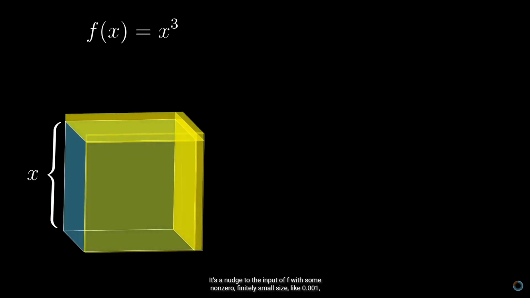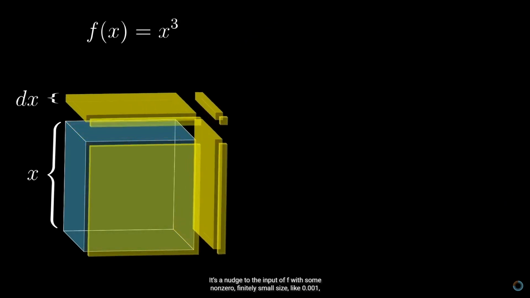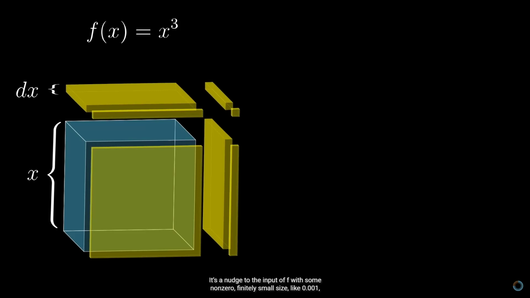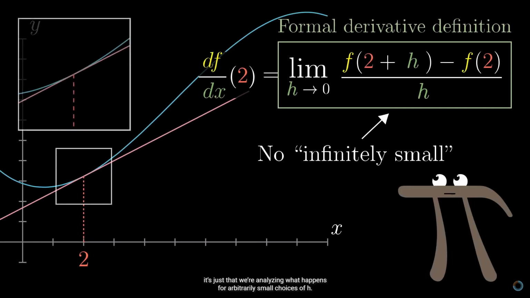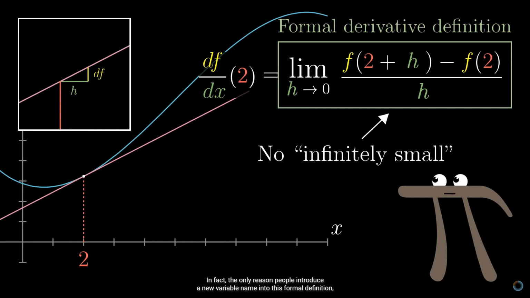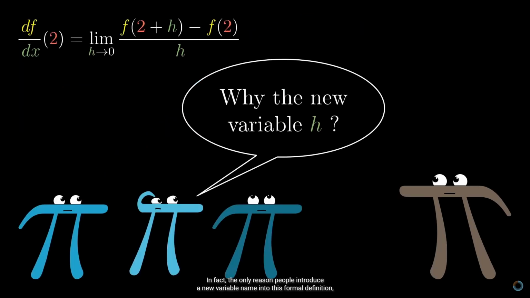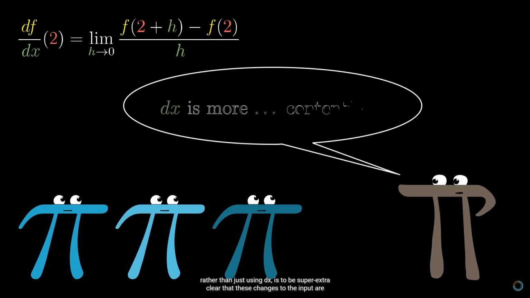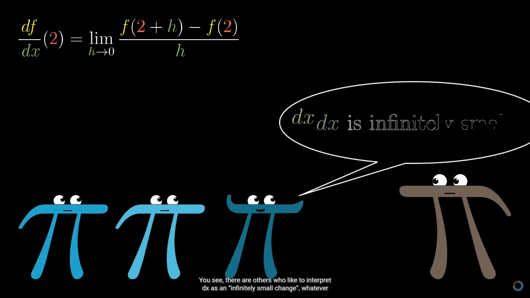It's a nudge to the input of f with some non-zero, finitely small size, like 0.001. It's just that we're analyzing what happens for arbitrarily small choices of h. In fact, the only reason that people introduce a new variable name into this formal definition, rather than just using dx, is to be super extra clear that these changes to the input are just ordinary numbers that have nothing to do with infinitesimals. Because the thing is, there are others who like to interpret this dx as an infinitely small change, whatever that would mean.